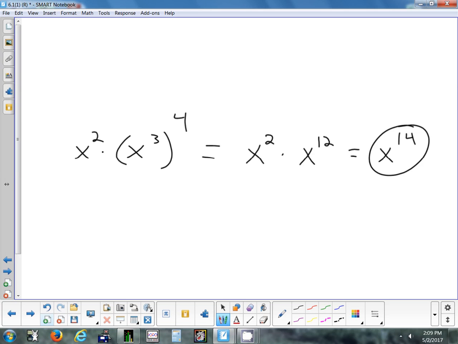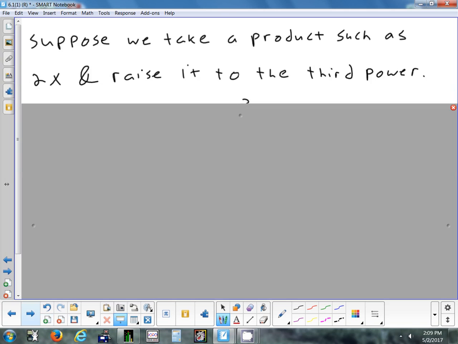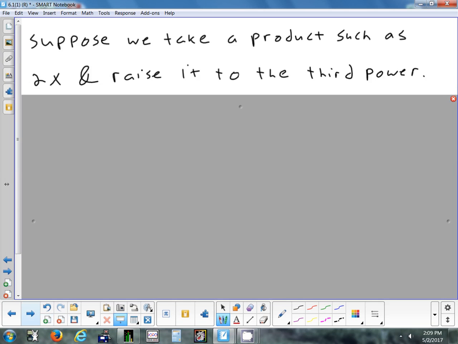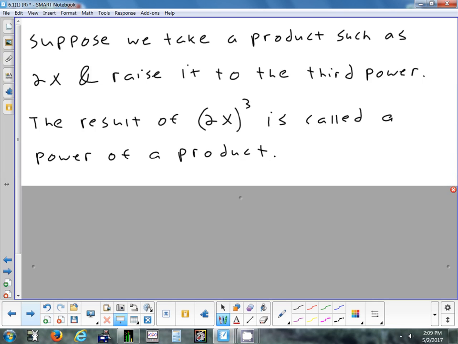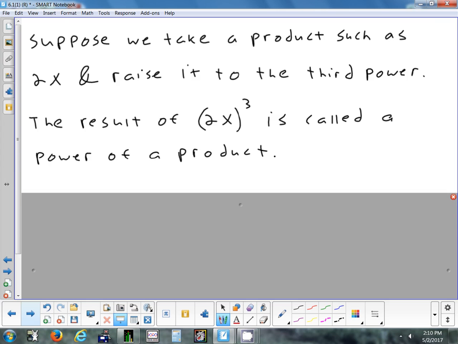All right, last rule. The last rule is when you take a product and raise it to the 3rd power, or 4th power, any power. It's when you have something in parentheses and you're raising it to a power. This is called a power of a product. So, can somebody tell me what that would mean to do? 2x cubed. How would you write that without the 3?